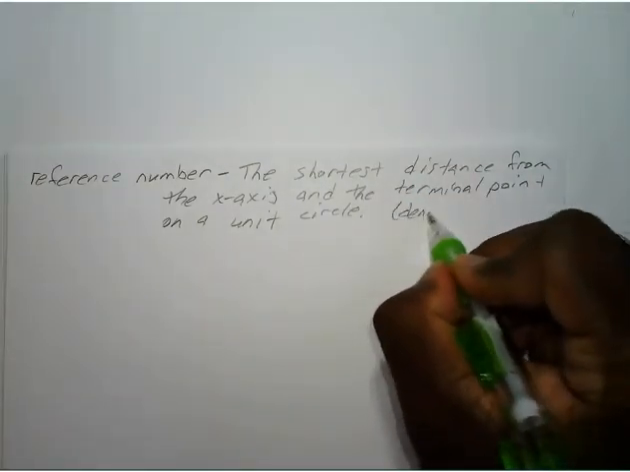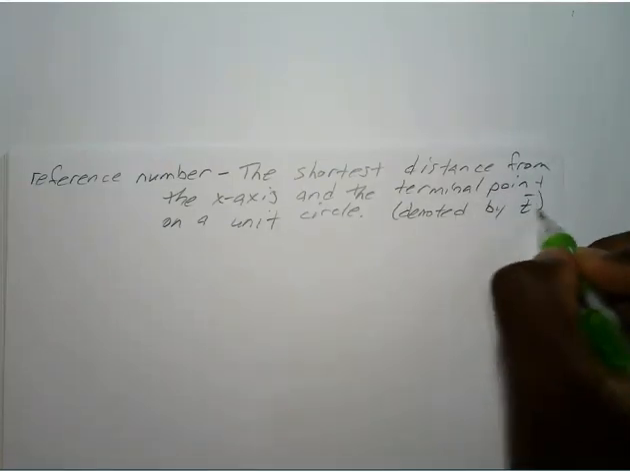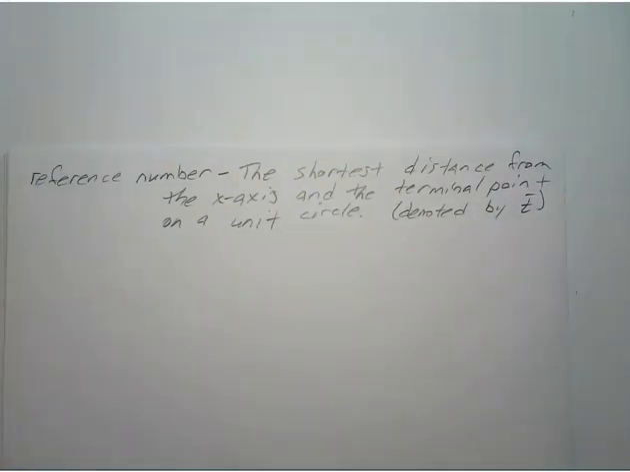And we're going to denote that with a t and a bar on it. Now sometimes you may see a Greek letter theta with a bar over it. You may see a t with a bar over it. You may see an x with a bar over it. It doesn't matter. It's just a t with a bar over it that gives us our reference number.